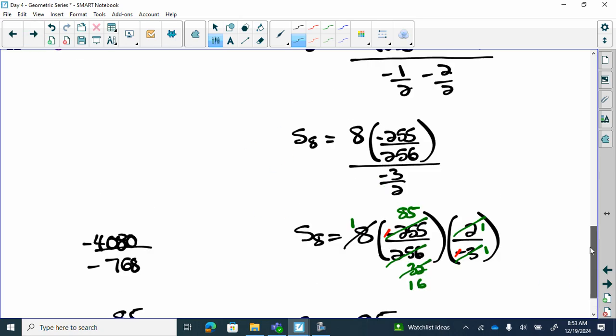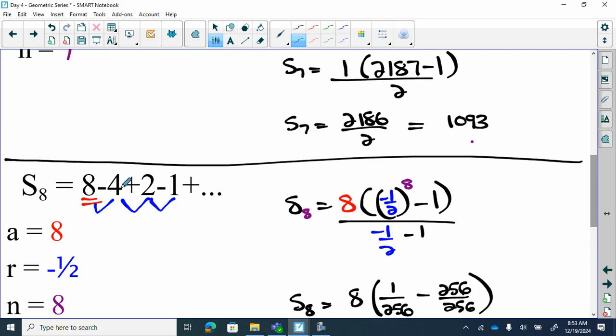If you added the first 8 terms of this, like if I kept going, I'd get positive 1/2, negative 1/4, positive 1/8, negative 1/16, and so on. If I add them all up, I'd get 85 over 16.